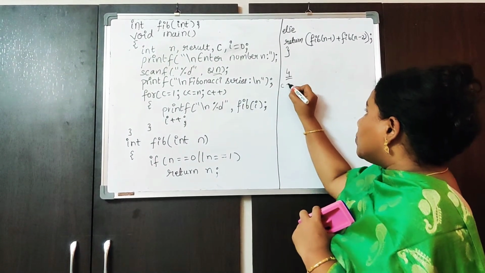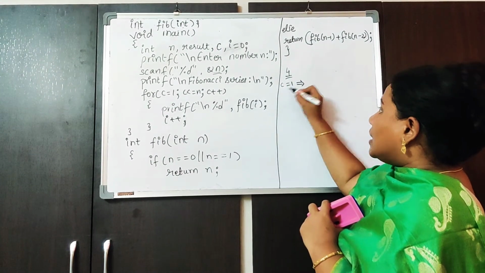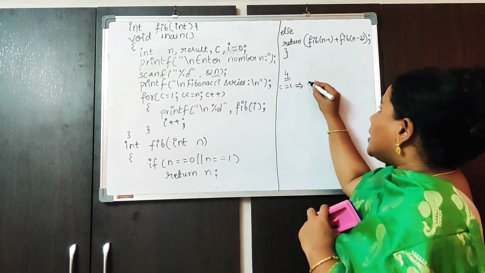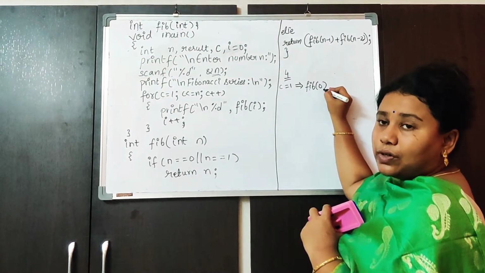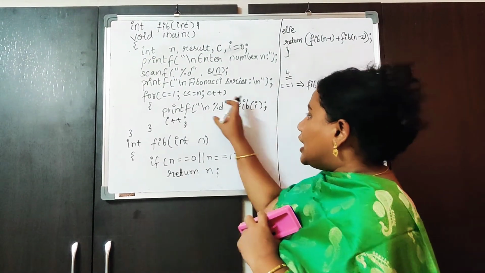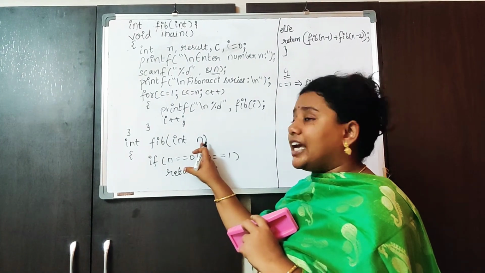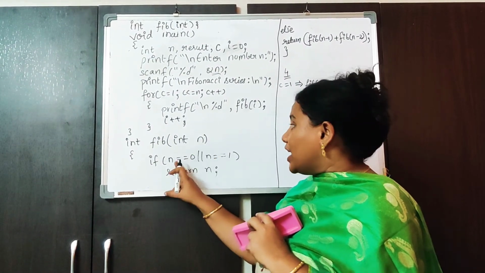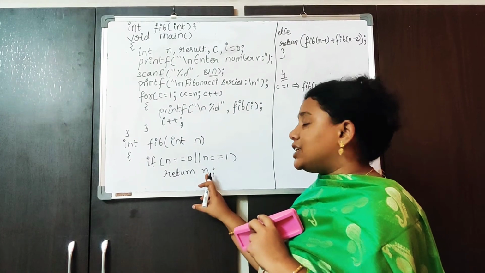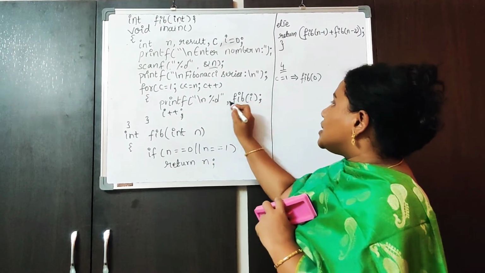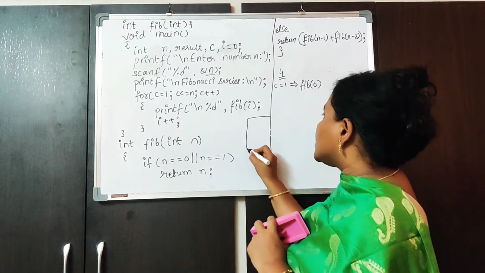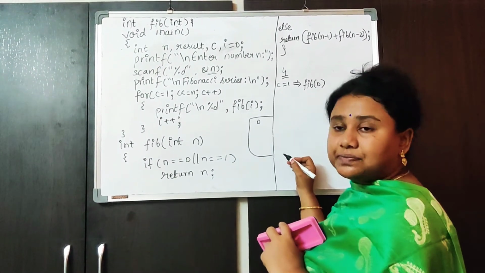For c equal to 1, we are calculating fib of i. What is the initial value of i? 0. Now this is a function call. I will go to the function definition, int n. What is the value of n? 0. If n is equal to 0 or 1, you have to return n itself. So what value will be returned back? 0. What will be printed? 0 will be printed.